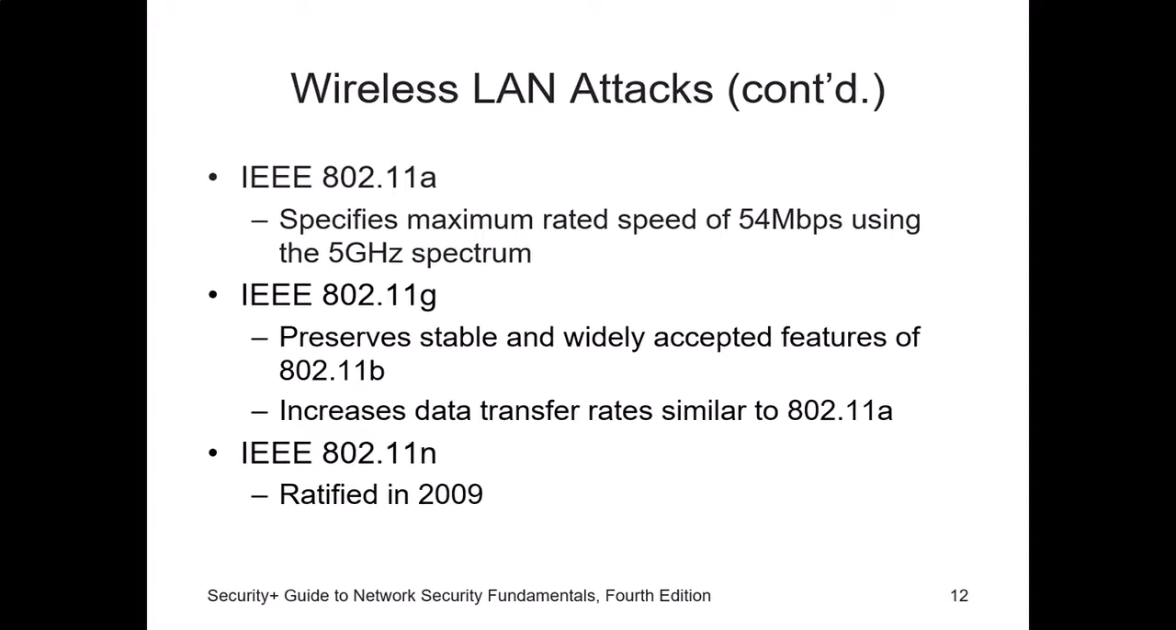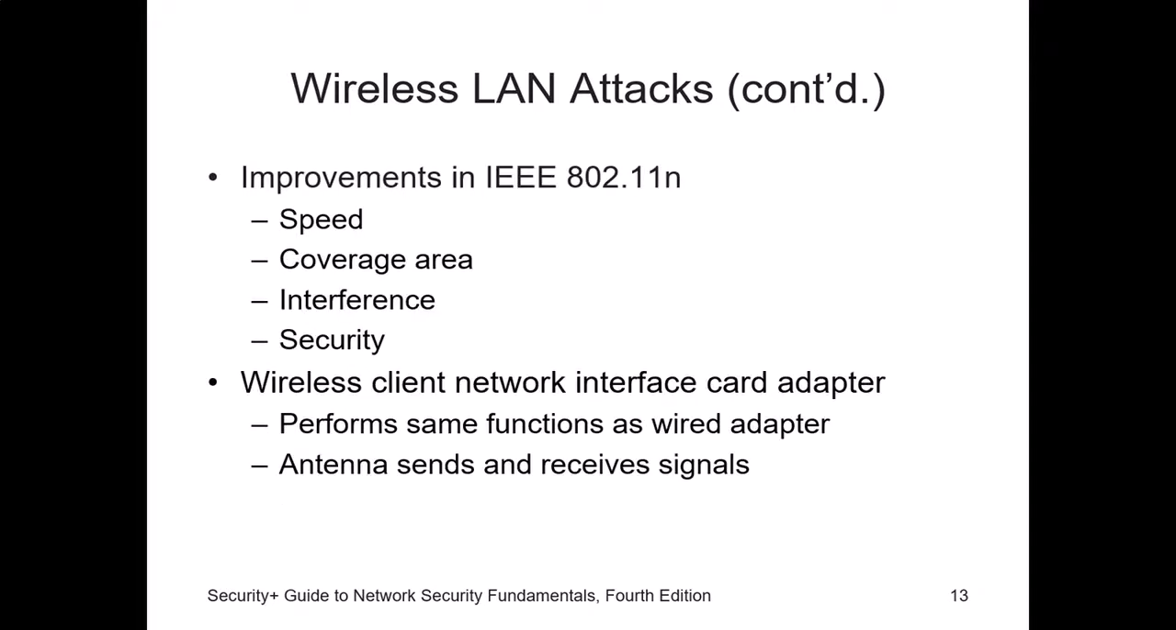Number 4, they made use of MIMO, M-I-M-O, which means multiple input, multiple output. You have several antennas, maybe 2 or 4, sending and receiving data to a user. So that increased the throughput, and that was a big improvement. Then we have, of course, the speed and coverage area. The interference was a lot less, and it's better secure. We'll talk about security in a few minutes.